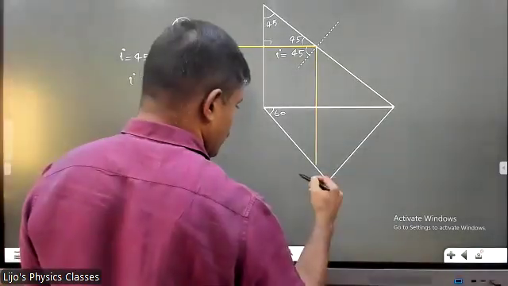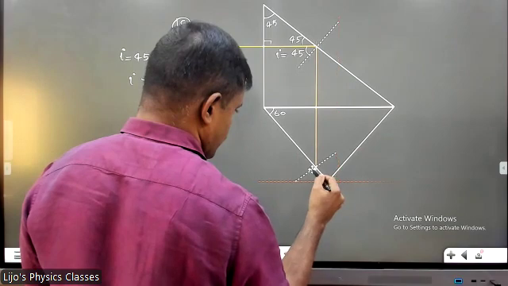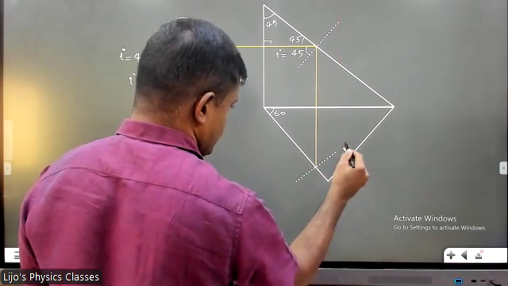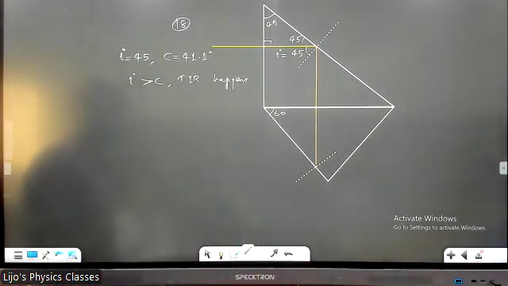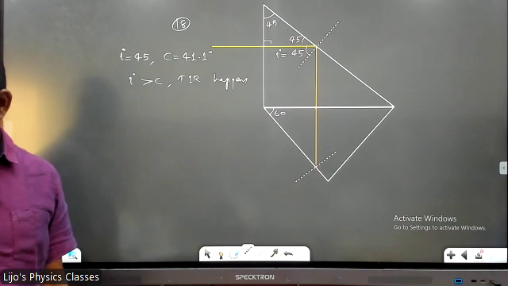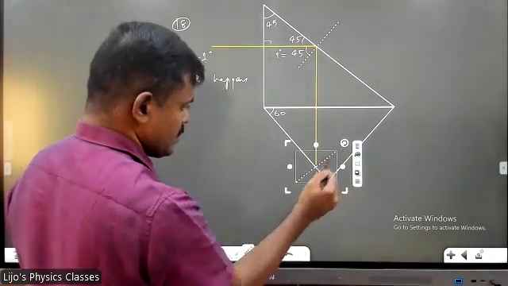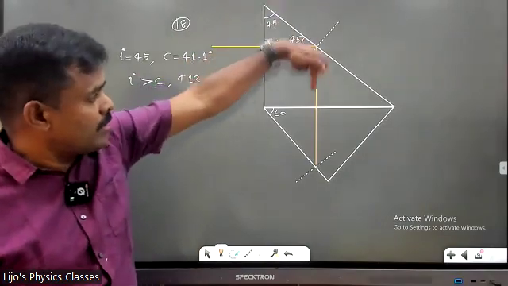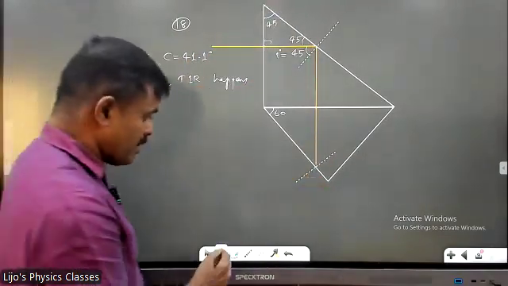Where I draw one more normal. Draw the normal there, okay? Okay. There also I've drawn the normal. The ray has just come straight down, all right? Straight down to this. Now, let us mark this angle.